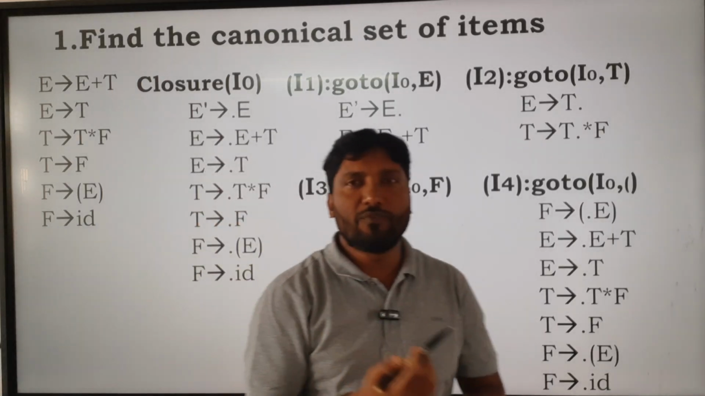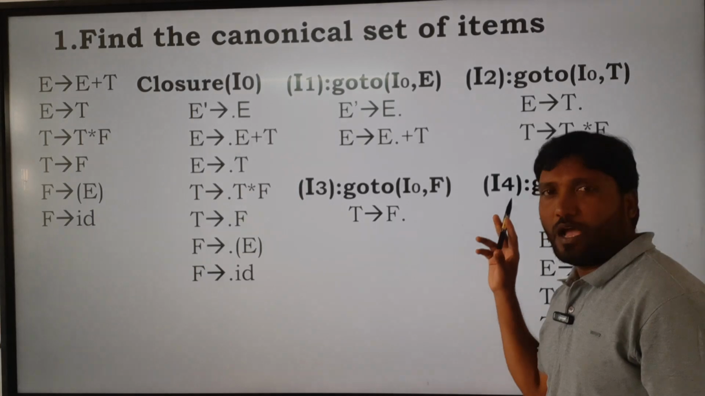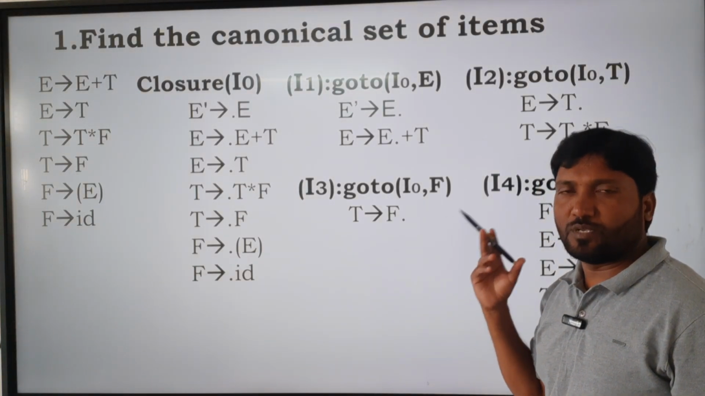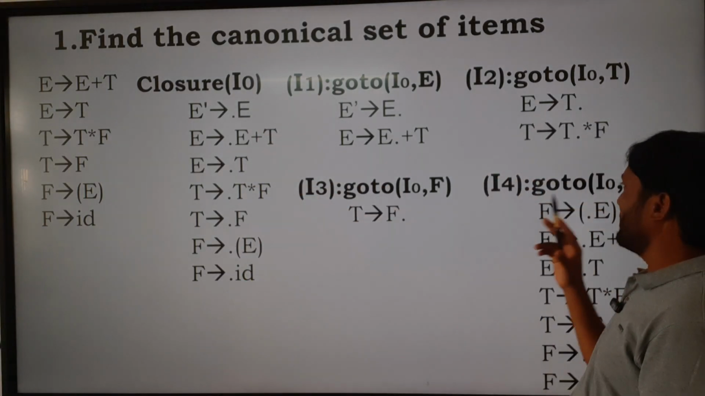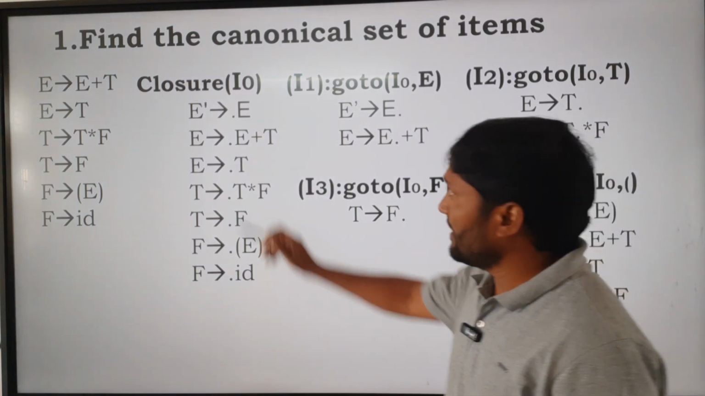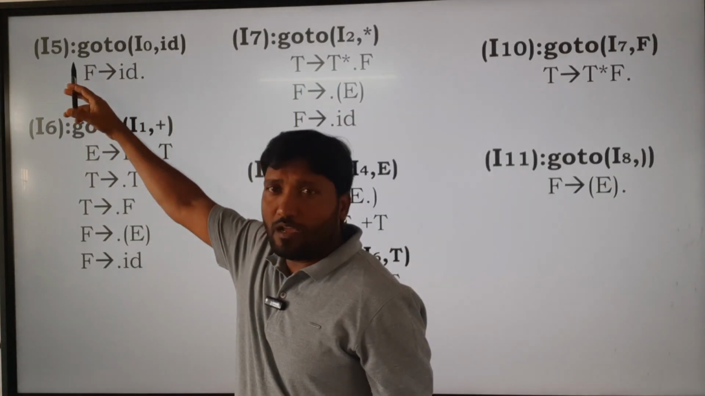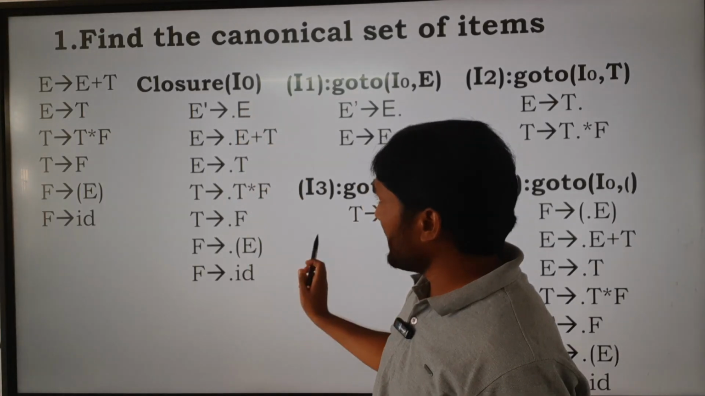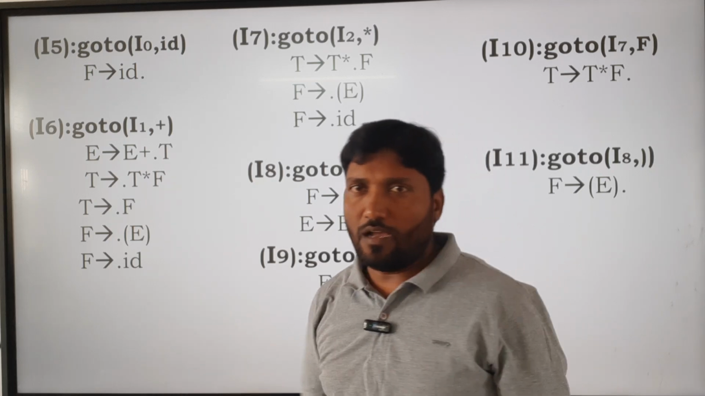That means now we have to fill the table. So 0 comma open bracket can be filled with S4. S4 means I4, that is, the shift function, where we substitute S4. 0 comma open bracket can be filled with S4 because it ends in I4. Similarly, check where 0 comma ID ends. It ends in I5. That means 0 comma ID can be filled with S5 because it ends in I5.